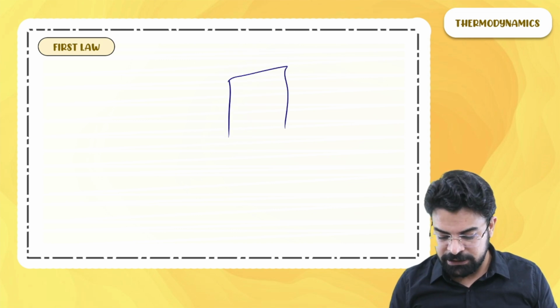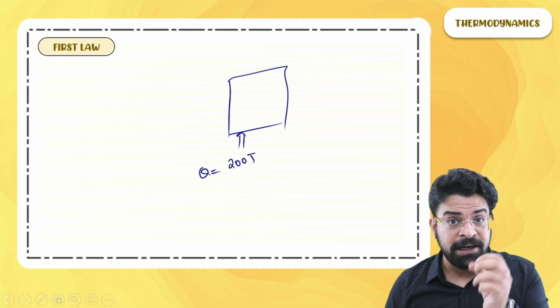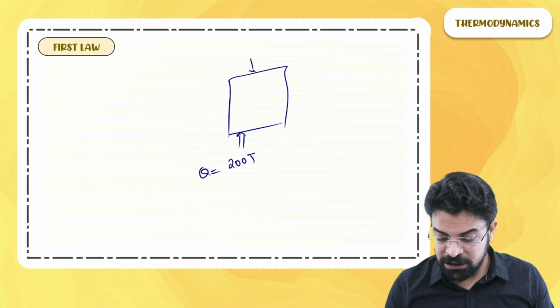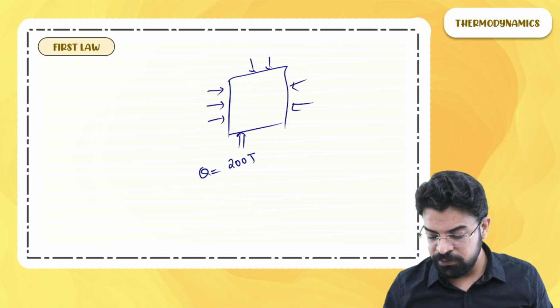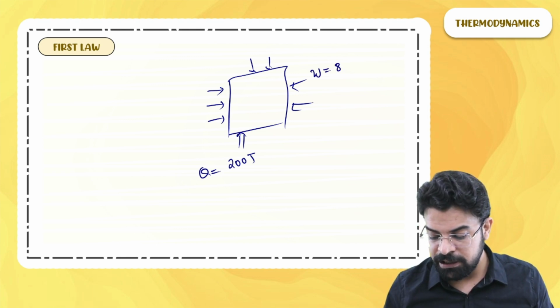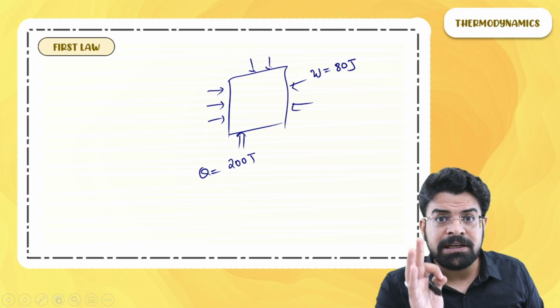Let's say you have the gas and you have given 200 joule of heat to the gas. You have given heat, not extracted heat, given heat, as well as the surrounding compresses the gas. And when the surrounding compresses the gas, the surrounding do a work of 80 joule on the gas. So now what will be the change in internal energy of the gas?